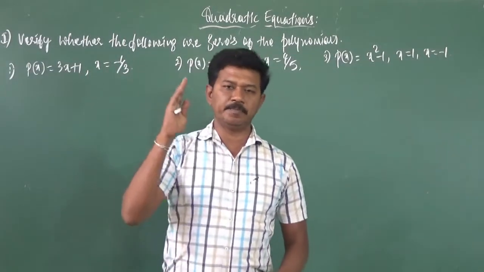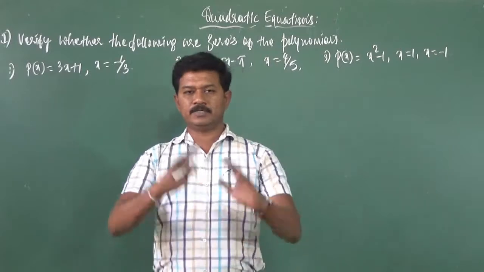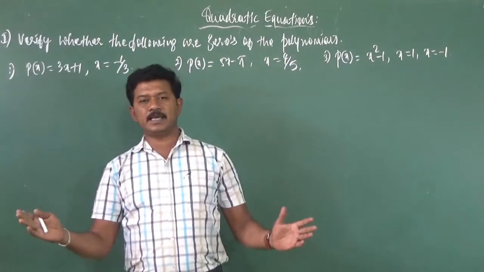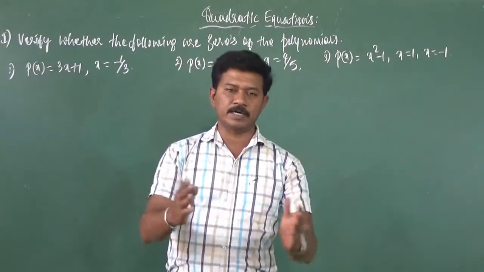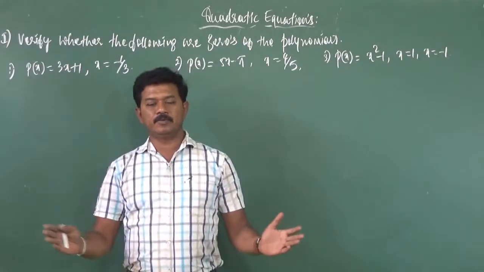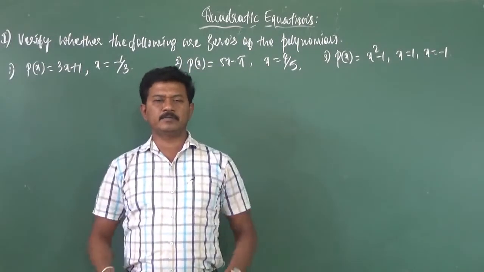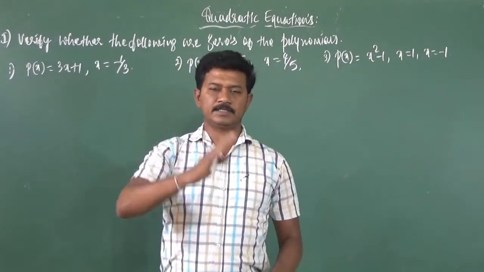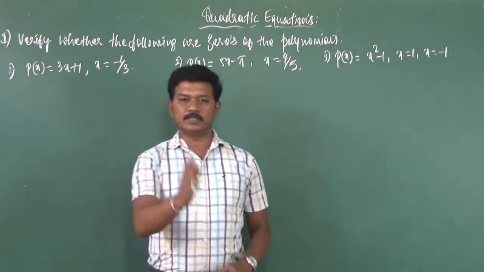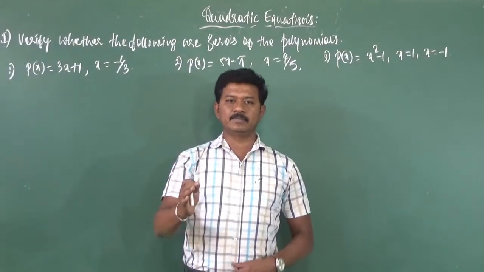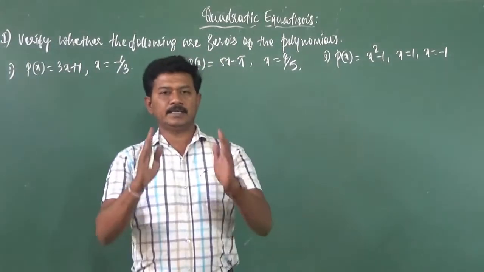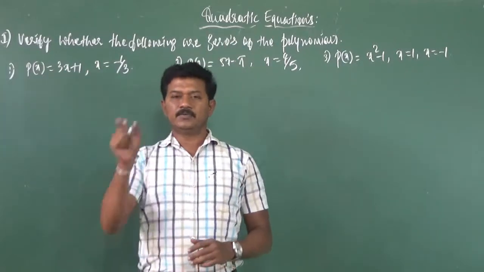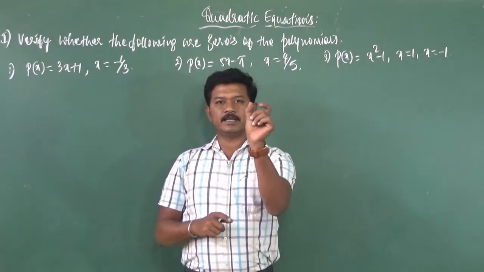If p of x is a polynomial, just imagine what I am telling you now. That polynomial may be a linear polynomial, a quadratic polynomial, a cubic polynomial, a biquadratic polynomial, whatever it is. Just imagine a polynomial p of x, and along with that, imagine a real number k. So let k be any real number. You have to imagine two things: one is p of x, another is any real number k.